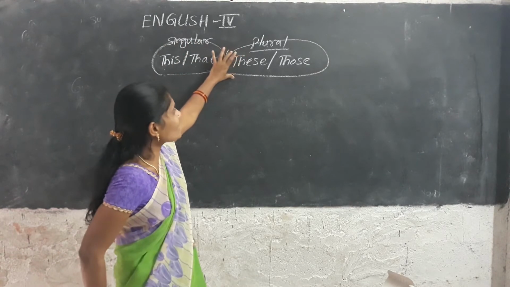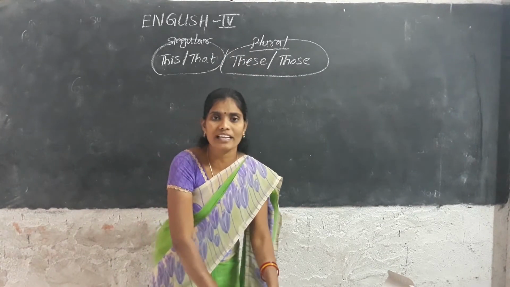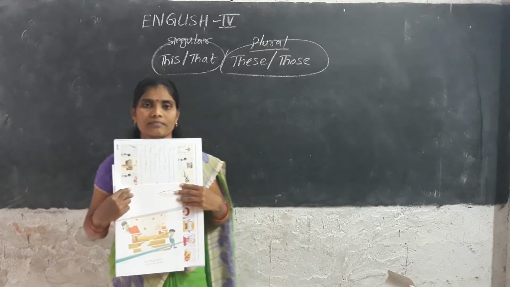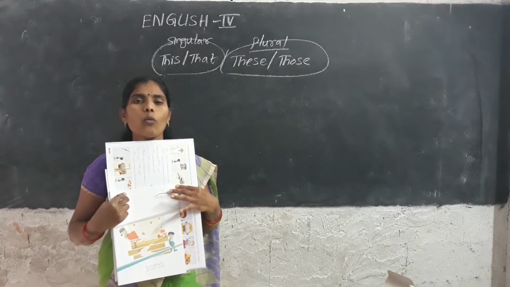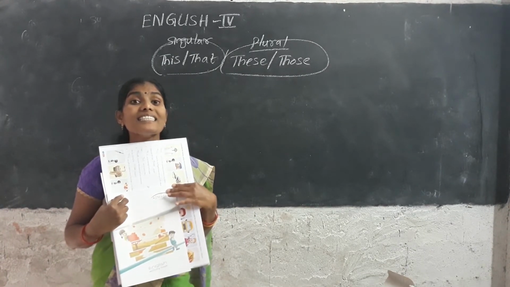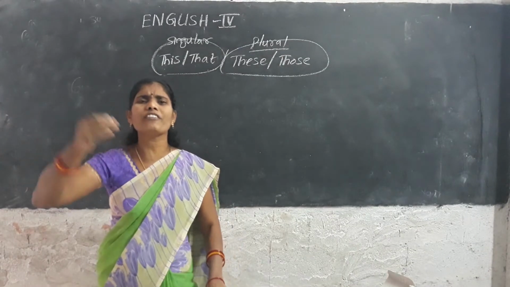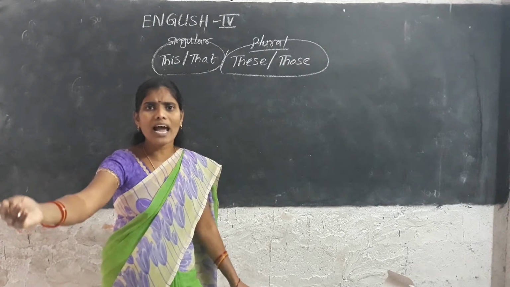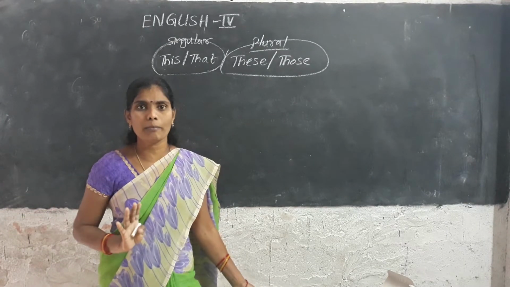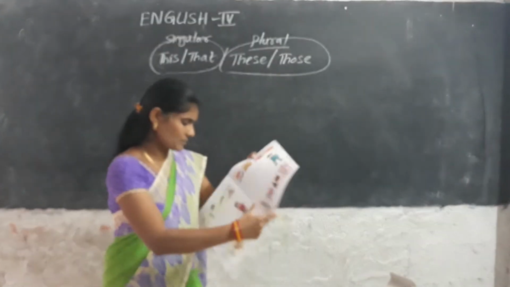Same like that. If the things are nearer to us, these books are very near to me. Then I will say, these are books. The benches are far away from me. So I will say, those are benches. Okay? Now, complete the blanks.